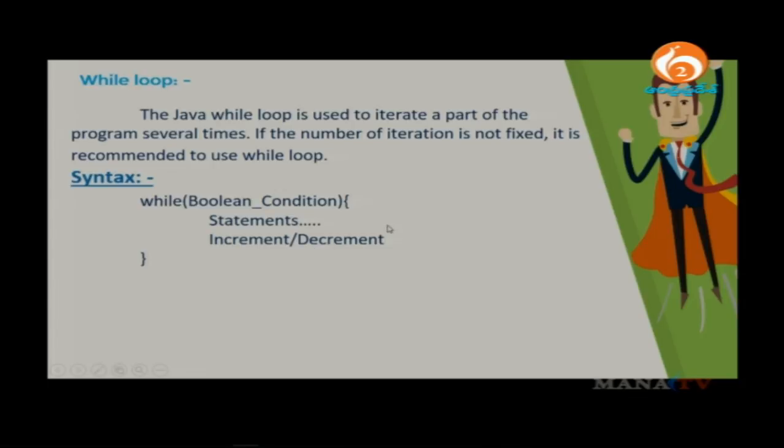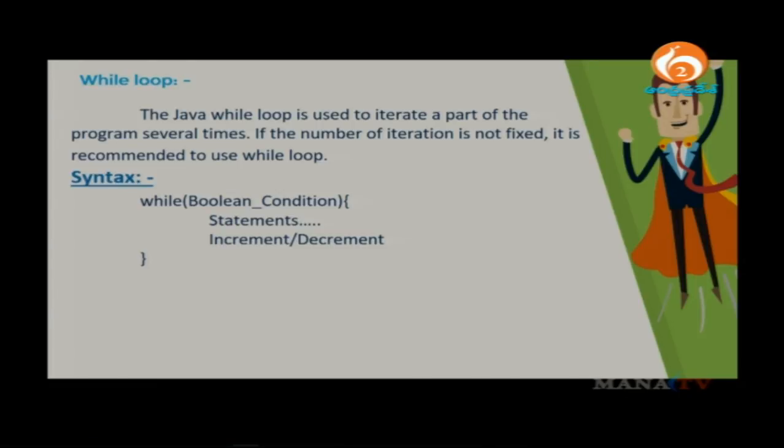Alright, understood. Please note down the points which are displayed on your screen. Alright. So, the first one is the while loop is used to iterate a part of a program several times, where the number of iterations is not fixed, or even the programmer doesn't know what it is. In that case it is highly recommended that you use the while loop.